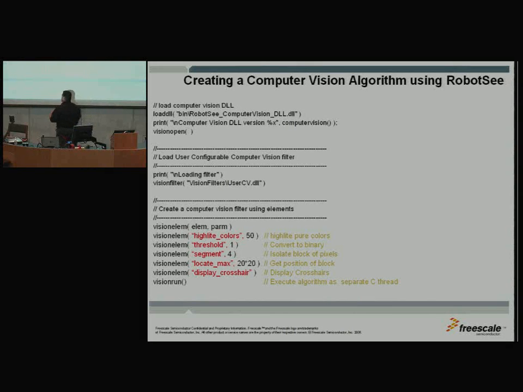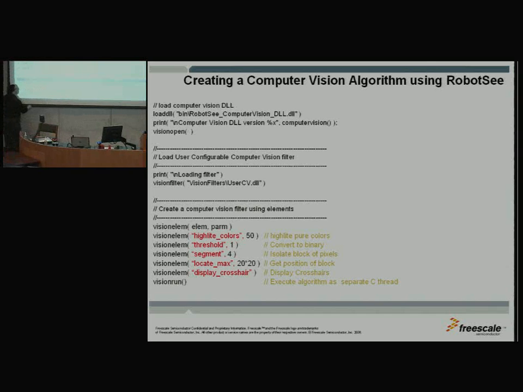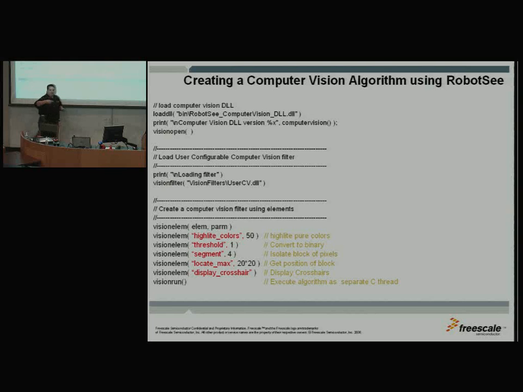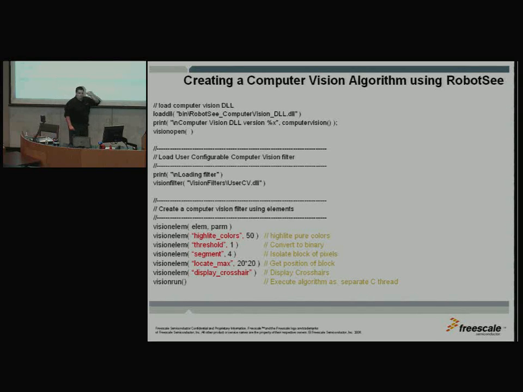What's actually happening here is each one of these elements is being put into a C array, and there's a thread flying through that C array. So this is actually running in real time. When you hit vision run, it kicks off that thread, and this is running in real time. And then there's a vision stop command, so you can stop it, reload, and so on.